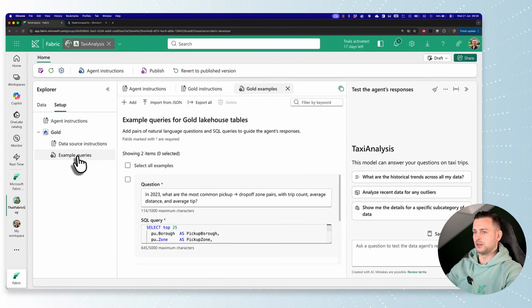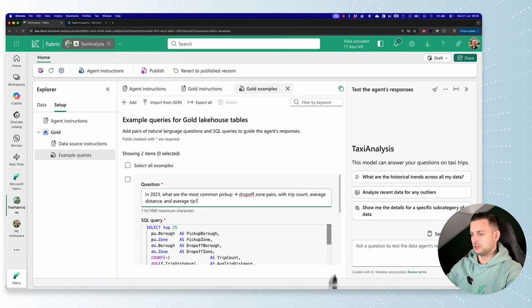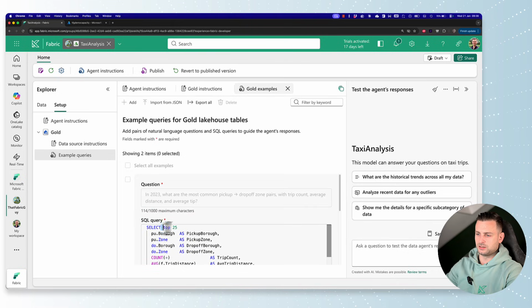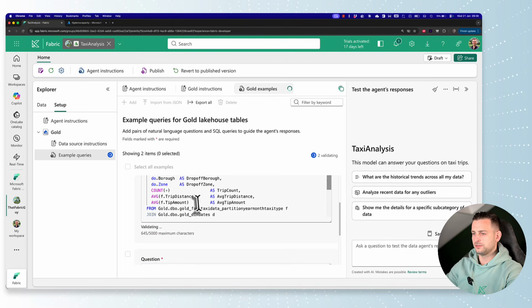Now, going over to the last piece of thing that we can configure here, that's the example queries. What we can do is we can give it examples of natural language queries. For example, I want to know in 2023 what were the most common pick up to drop off zone pairs with trip count and average distance and the average tip amount that was given. Now the tip amount is not in the semantic model, it is in the data source Gold Lakehouse. And what I've done is I've created the SQL query to answer that question by hand. And for most common, I've said pick the top 25.